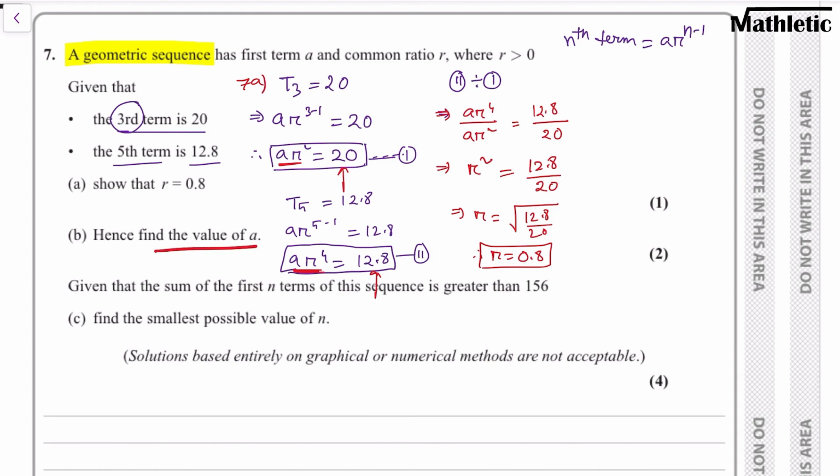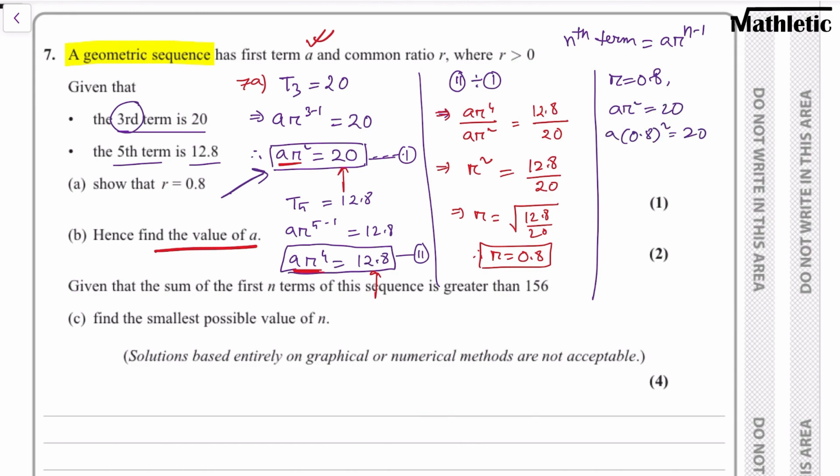For 7b, we need to find the value of a. For that, you can just substitute the value of R in any of these equations. I will be substituting in equation 1. So putting R equals 0.8 in equation 1. Equation 1 is AR square equals 20. So R is 0.8. So from here, A will be 31.25.